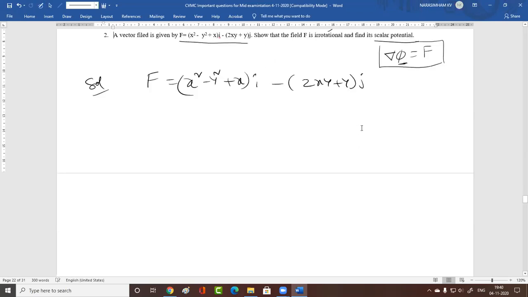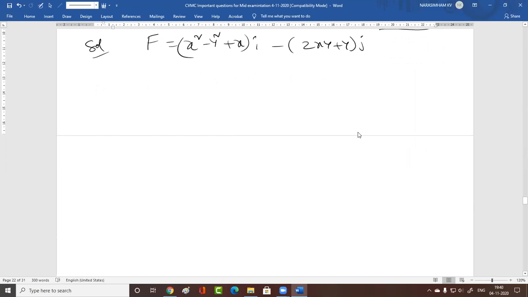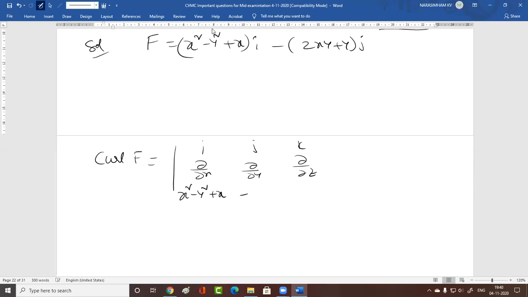Find curl f. Curl f equals, as already evaluated, the determinant of dou by dou x, dou by dou y, dou by dou z, with the i component x square minus y square plus x, the j component minus 2xy plus y, and the k component is not given, so 0.